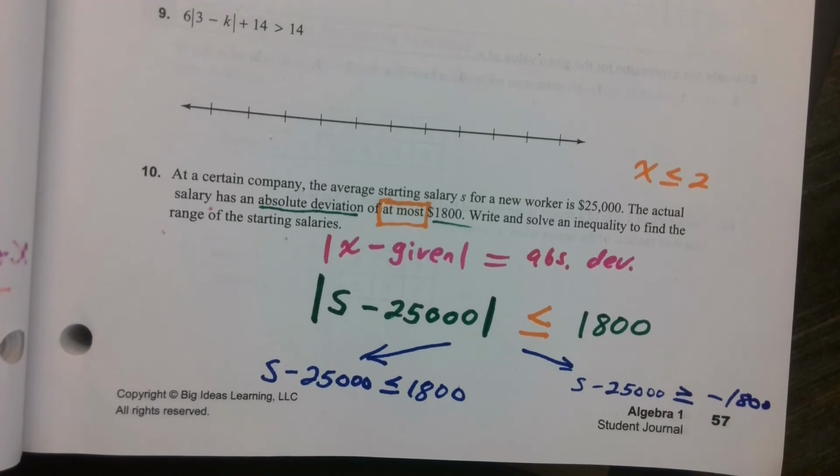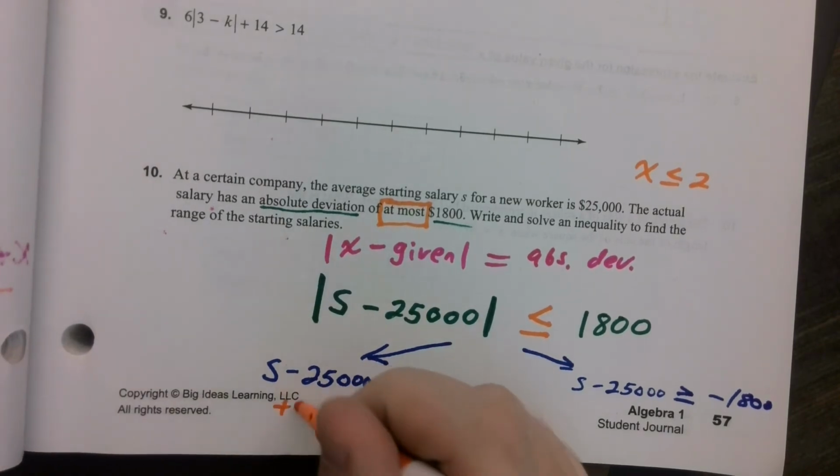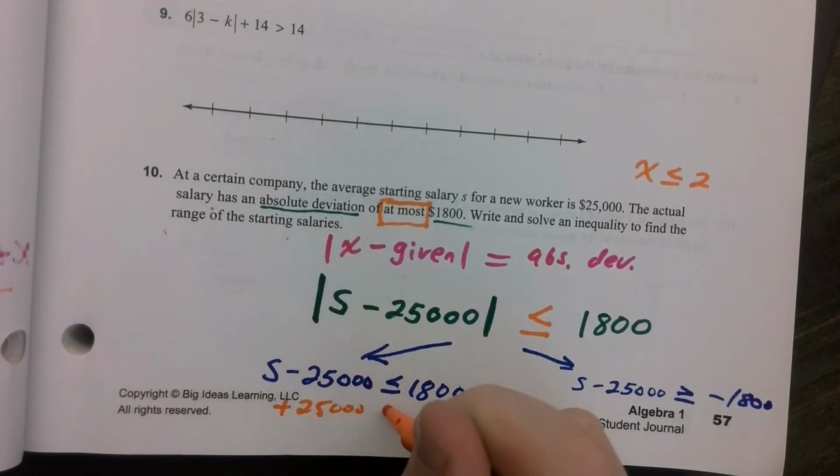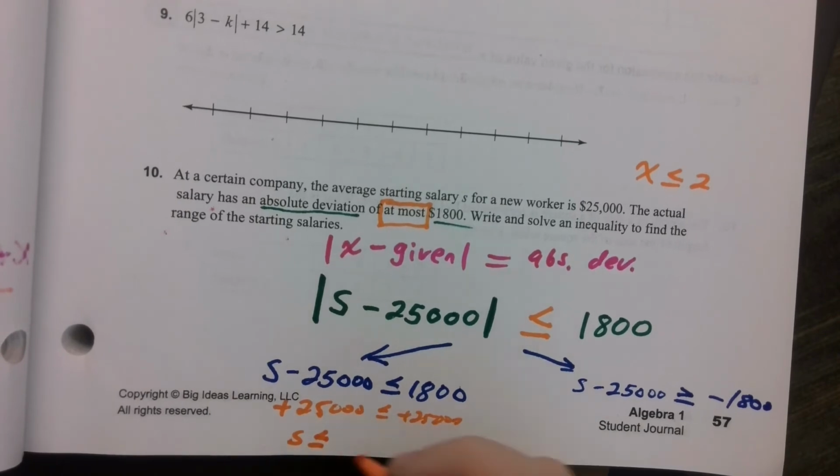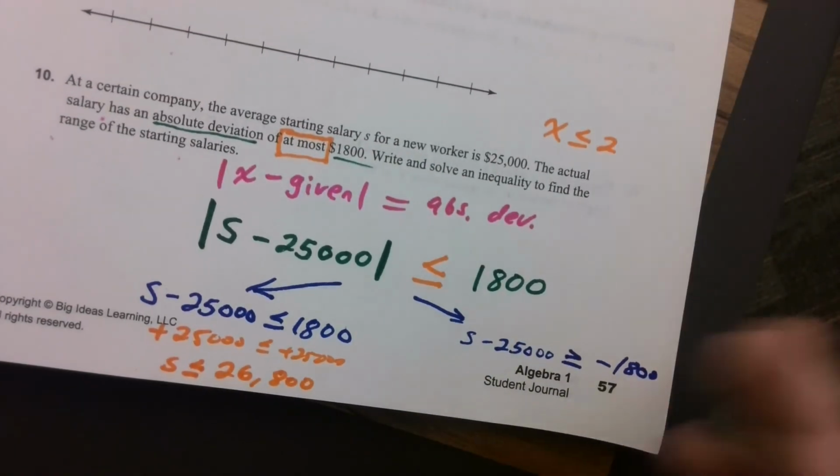From here, all you need to do is solve for s. So we would add 25,000 to both sides, giving us s is less than or equal to $26,800.